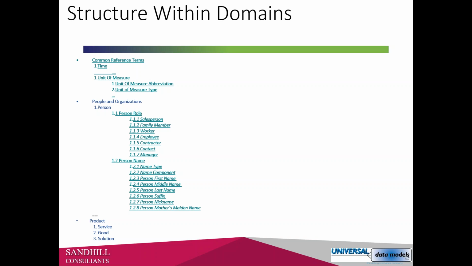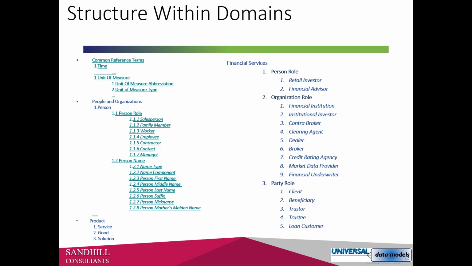And then you say, well, we're in financial services, so we also have structures for all different industries. So in financial services, you'd not only have all of these roles, but you'd have other roles: retail investor and financial advisor and financial institution and institution of investor and credit rating agency and underwriters and so on. So there's template definitions for all of these terms, but this is the hierarchical structure.